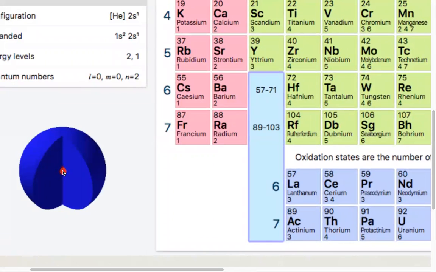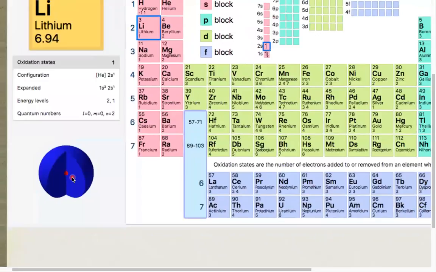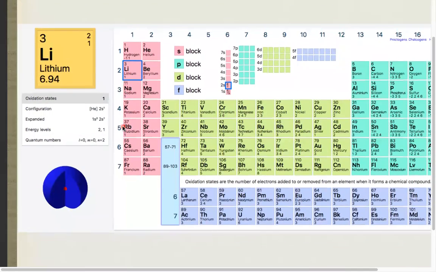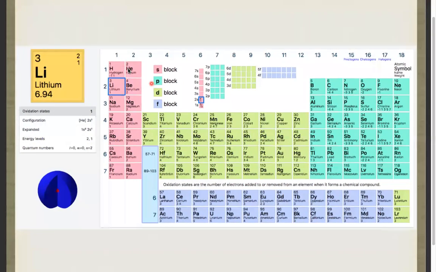So those are the first energy level electrons. There's 2 of them floating in there. And then the second energy level, which is further away from the nucleus and higher in energy, because we're at the second row, is going to have 1 electron. So there's going to be 1 electron in this outer blue sphere. And again, both the red and the blue look like spheres because we're still in the S block area.